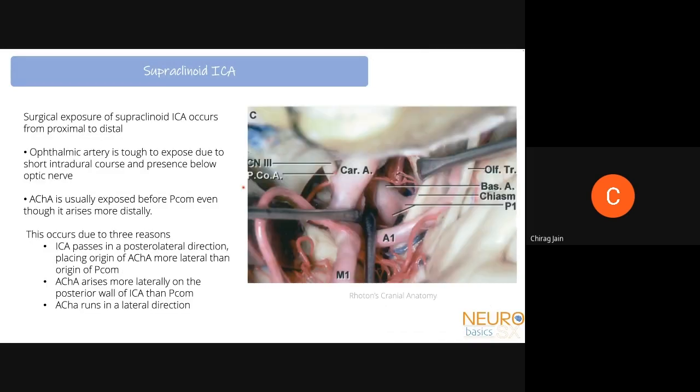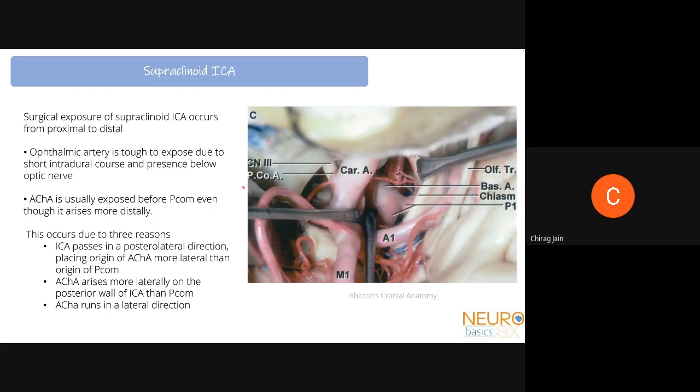The supraclinoid ICA is usually exposed by going through the pterional route or even by an orbitozygomatic exposure, depending on how much exposure you need. The surgical exposure of supraclinoid ICA usually is going to be from proximal to distal. You're going to look at the optic nerve, identify the carotid artery next to it, and then you're going to be dissecting distally and identifying all the different structures.